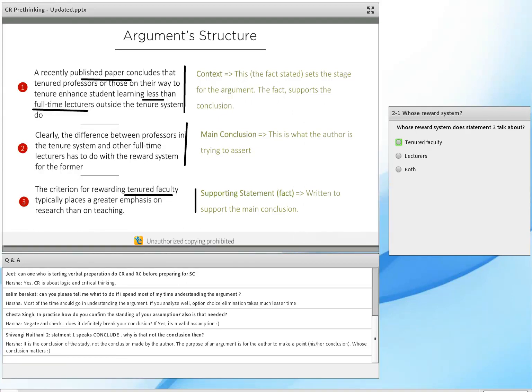Whose reward system does statement three talk about? Is it tenured faculty? Is it lecturers? Is it both? Three, two, and one. Let me end the poll.